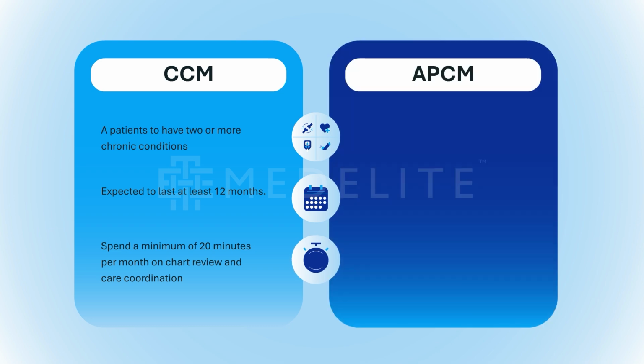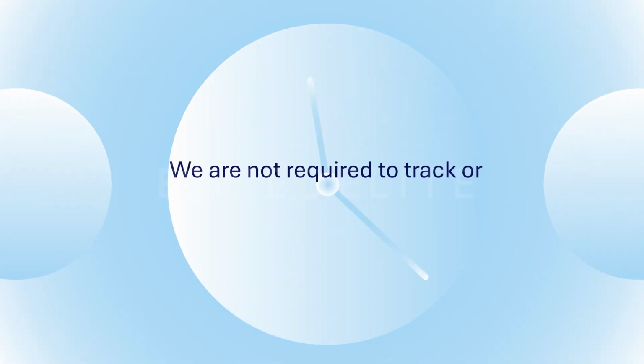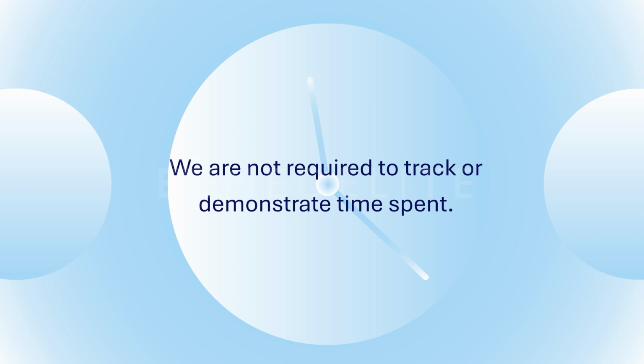APCM changes this in 2 important ways. First, a patient only needs 1 chronic condition lasting 12 months or more to qualify. Second, there is no minimum time requirement. The care coordinator can spend 5 minutes or 30 minutes depending on the complexity of the patient. We are not required to track or demonstrate time spent.